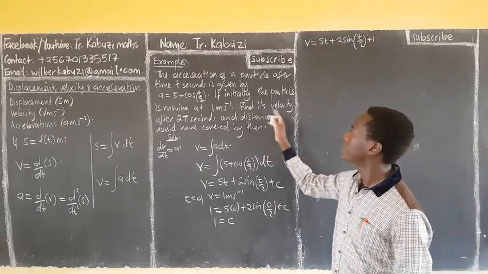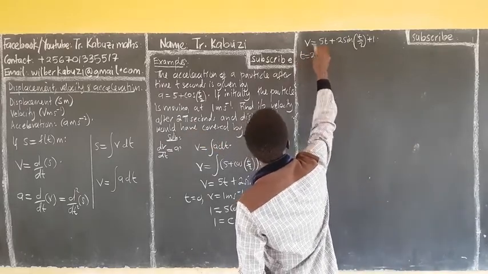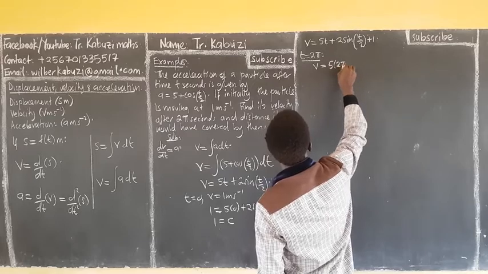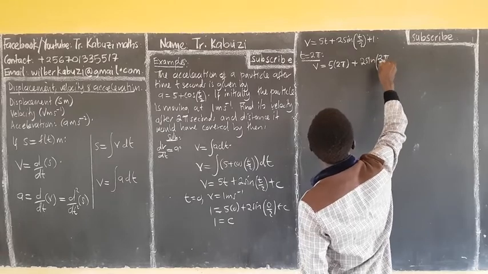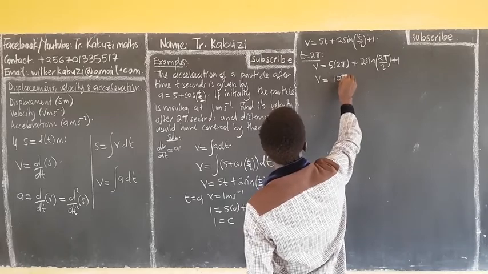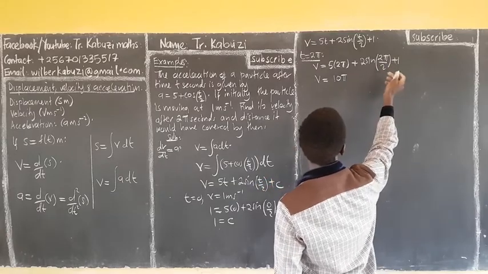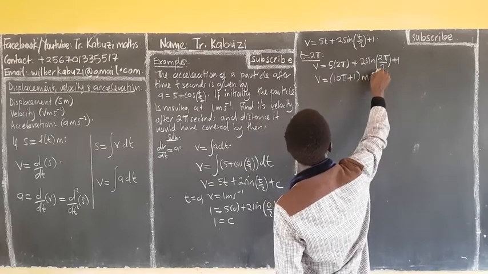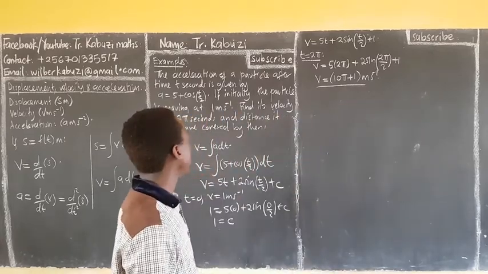Now they are telling me to find this velocity after 2 pi seconds. So when t is equal to 2 pi, my velocity will be 5 into 2 pi, I'm substituting where there is t. So now this will be 10 pi, plus 2 sine of 180, this is divided by 2, 180. Sine of 180 is 0, then plus 1. This is our expression for velocity in meters per second. So that will be the velocity of this particle after 2 pi seconds.